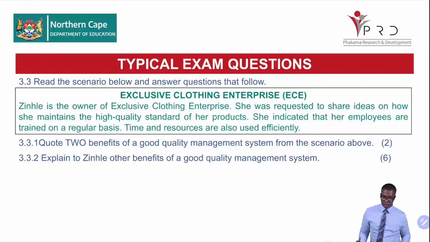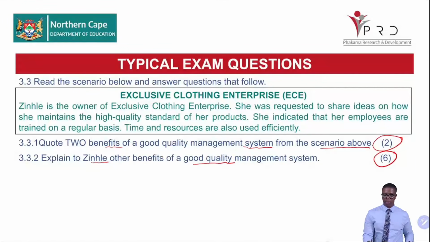We have exclusive clothing enterprise. Zinke is the owner of exclusive clothing enterprise. She was requested to share her ideas on how she maintains the high quality standards of her products. She indicated that her employees are trained on a regular basis, time and resources are used efficiently. Now, quote 2 benefits of a good quality management system from the scenario above for 2 marks, and explain to Zinhle other benefits of a good quality management system. So here we are assessing benefits of a good quality management system using a scenario and a direct question.